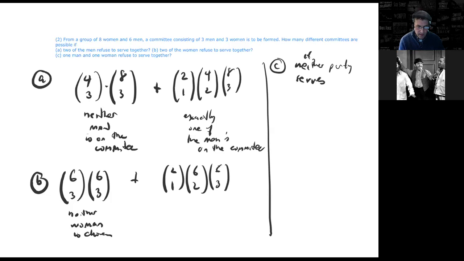Well, if neither party serves, that means we're not choosing one of the women from the 8 women, and we're choosing 3 women, so it's 7 choose 3. And we're not choosing one of the men, we're choosing not from 6 men, but 5 men, because we have to leave 1 out. So that's that case.